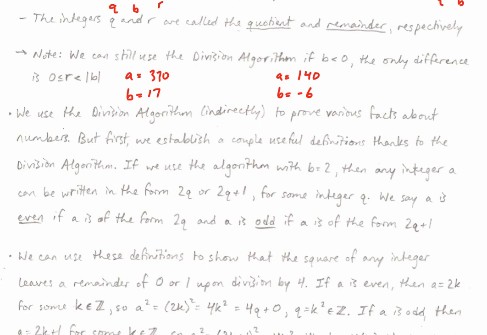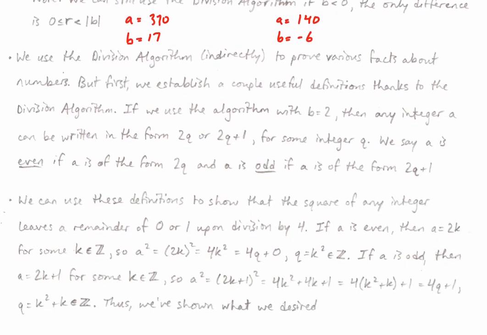So we're going to use these two definitions to show that the square of any integer leaves a remainder of 0 or 1 when you try to divide it by 4. So what we're saying here is you have some whole number, a, square it. You'll get a squared.